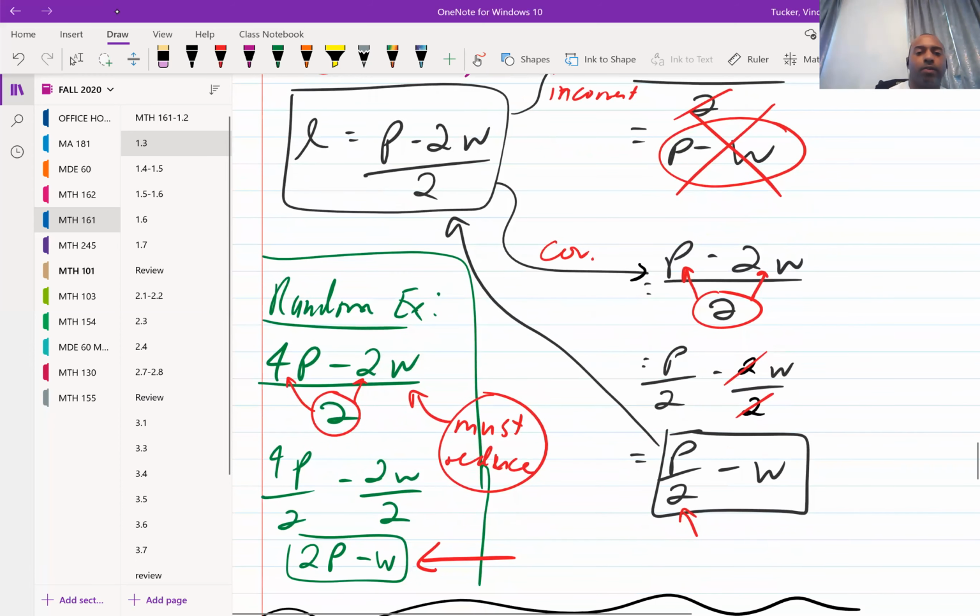So now if you see over here in the green, I just wanted to show you an example of when you must reduce. Like I said, here you didn't have to because 2 couldn't divide into them evenly. But right here, once again, it's a random example. It has nothing to do with the problem. So you say, where did 4 come from? It's a random example to show you when you have to reduce.